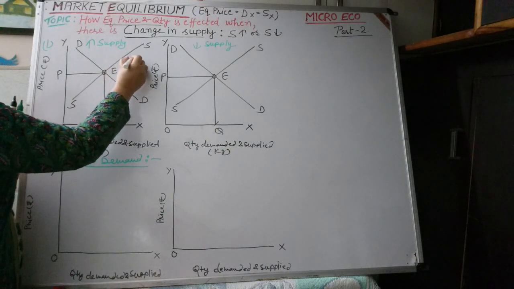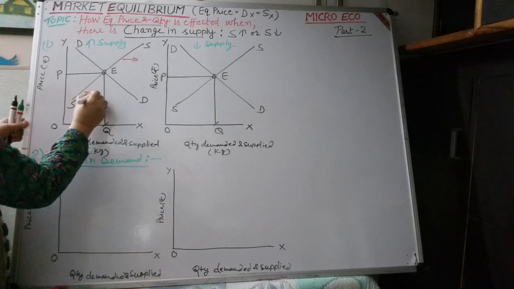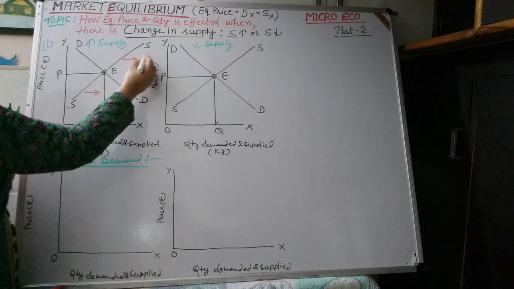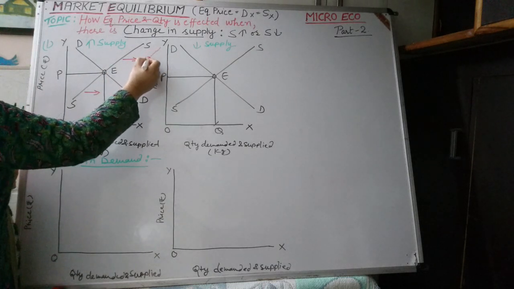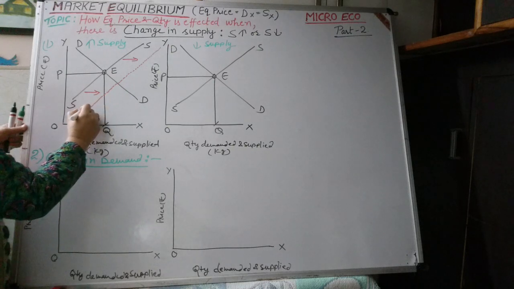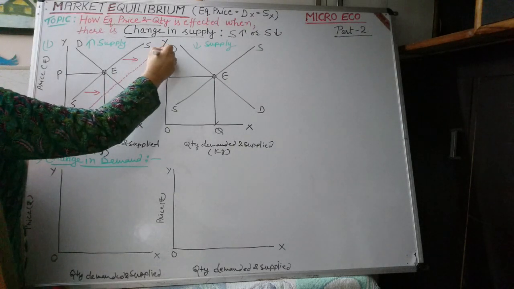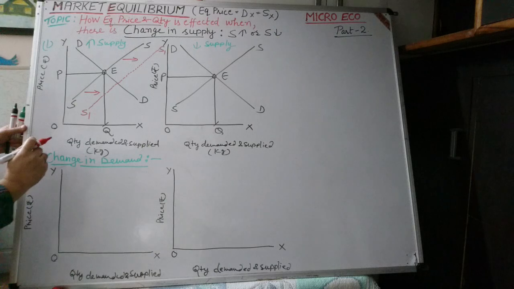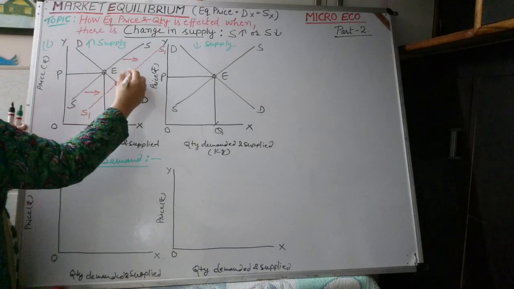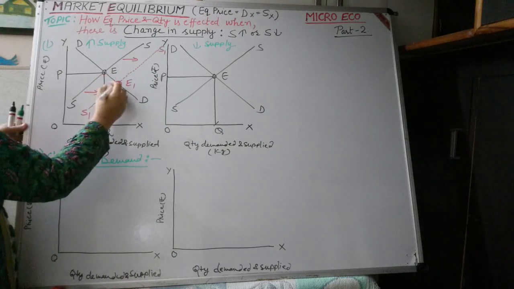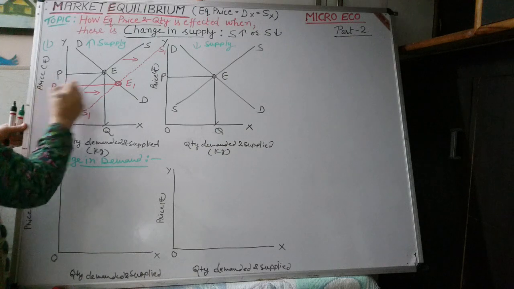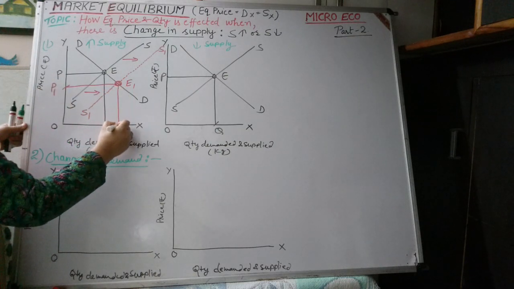Increase in supply means change in supply towards right hand side. So supply curve shifts from SS to S1S1 towards right hand side, and new equilibrium point will be E1. New equilibrium price will be P1 and new equilibrium quantity will be Q1.